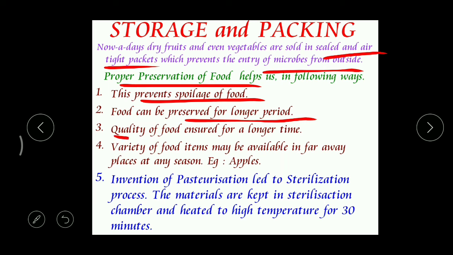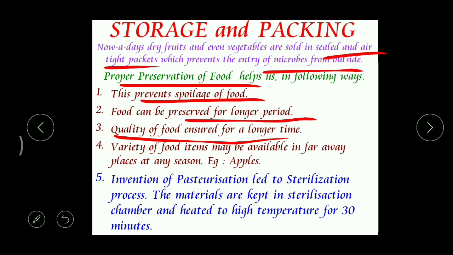And even the quality of food can be ensured. That means even when the food is stored properly, the quality can be maintained as it is. That's the reason why we can find this manufacture date and expiry date. After the expiry date, the quality of the food decreases and it becomes spoiled. Got it? Okay, that's why whenever we are taking any packed food item, we must observe the manufacture date and also the expiry date, right?